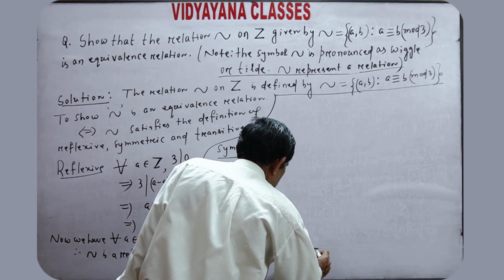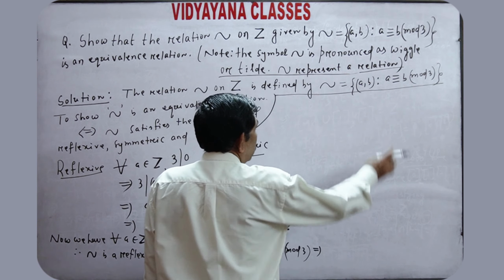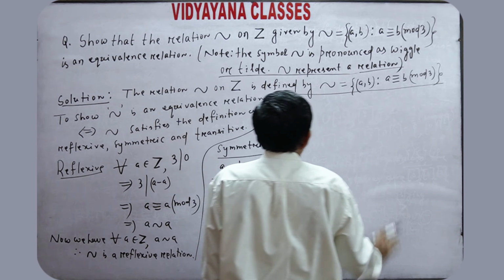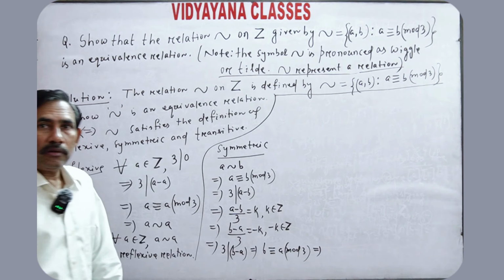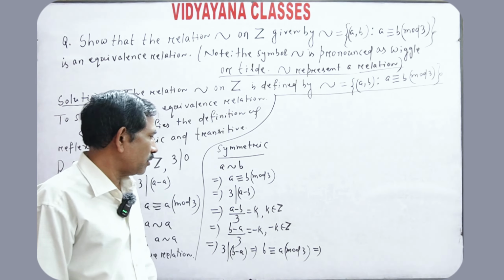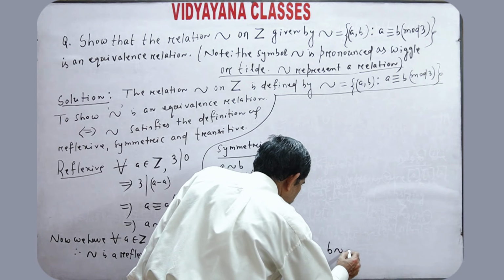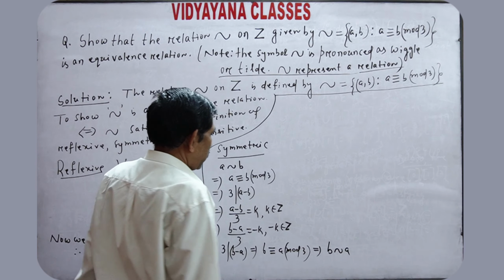That implies B related to A, since B is congruent to A mod 3. That means A related to B. Here the relation is weakly. B congruent to A mod 3 implies B related to A.